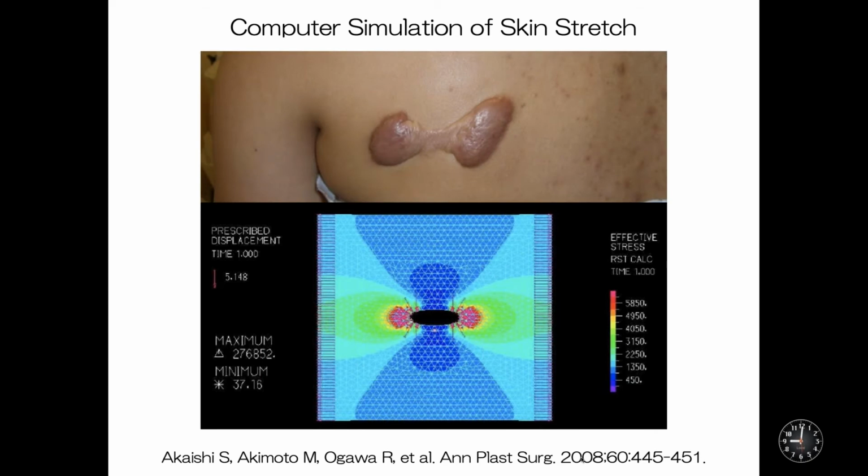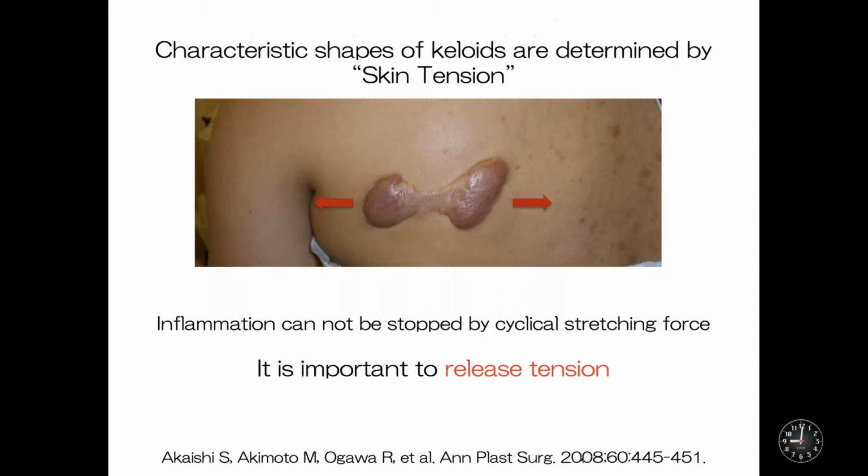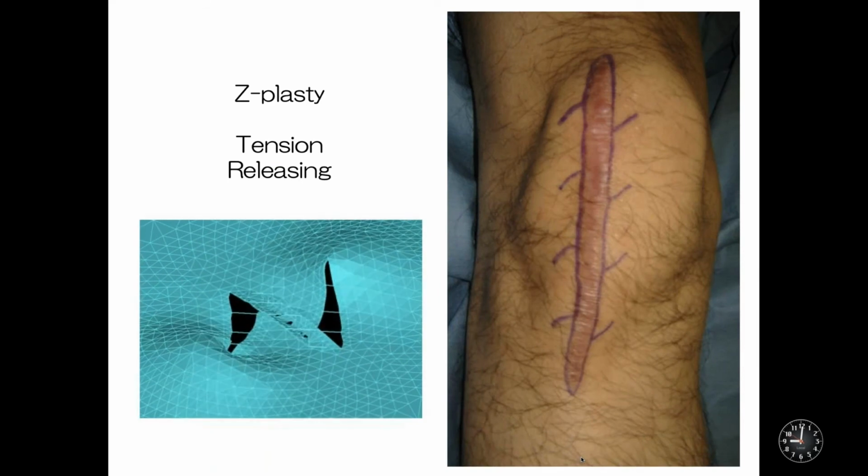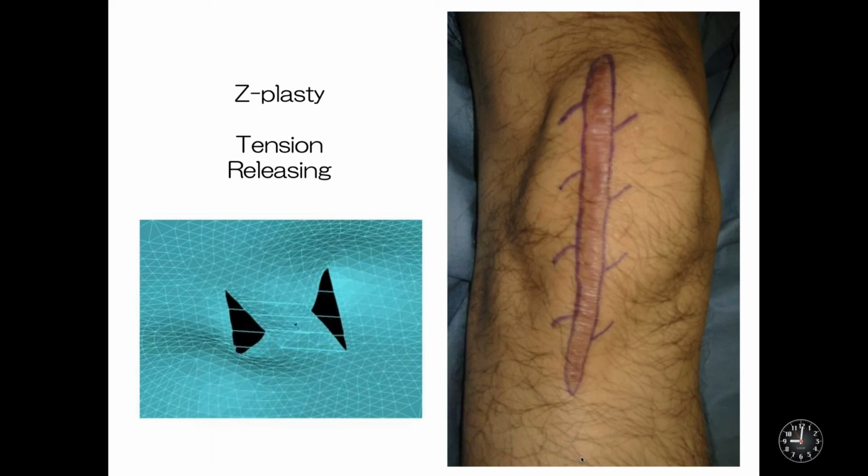So adjacent skin, the tension increases. Please compare to the clinical appearance. The inflammatory region is completely matched with the high tension area. So high tension is an important risk factor of keloid. For clinical meaning, it is important to release tension. So sometimes we use Z-plasty to release tension.